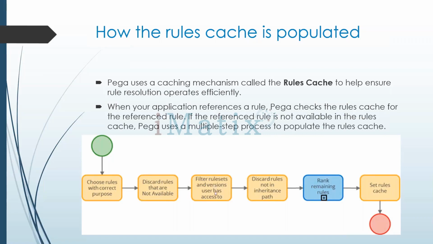Then next, filtering the rule sets and versions the user has access to. Again, I have to check whether the user has access to that particular rule set and version or not. Again, a few of those would get eliminated here. Then discard rules that are not in the inheritance path. I should discard rules that are not part of my ancestor tree. Then finally, I would rank the rules and then I would set the cache. This is how the process is going to be.